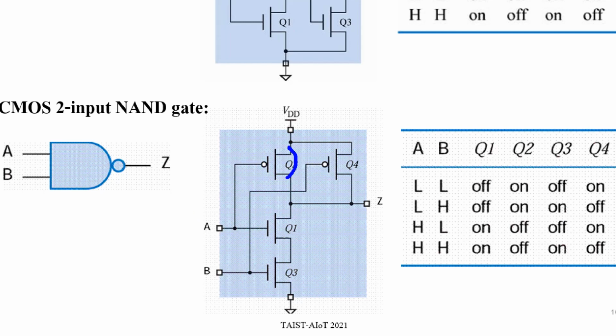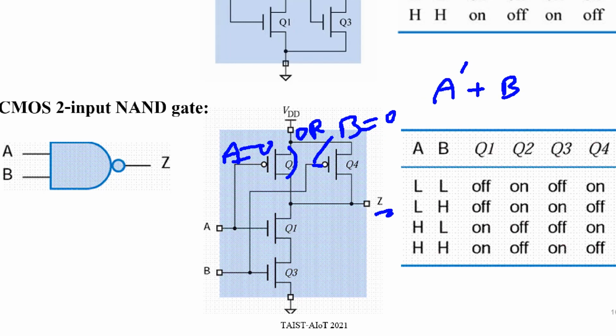So this transistor will be on when A is 0. This one will be on when B is 0. So you can write Z is 1 when A is 0 or B is 0. So you can write it as A prime or B prime. This is the result of the analysis.